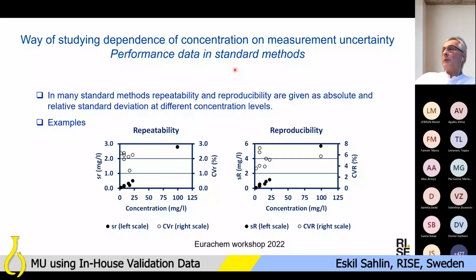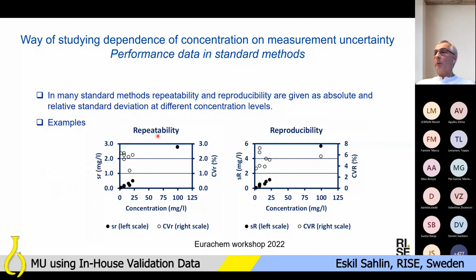Here we're looking at performance data in standardized methods. Many standard methods nowadays have repeatability and reproducibility at different concentration levels. I have found that really useful many times to find out about the concentration dependence. I've done this for a lot of standardized methods, and I just picked one example here. I don't actually recall what method it is now, but that's not so important. It's just an example of what it could look like.